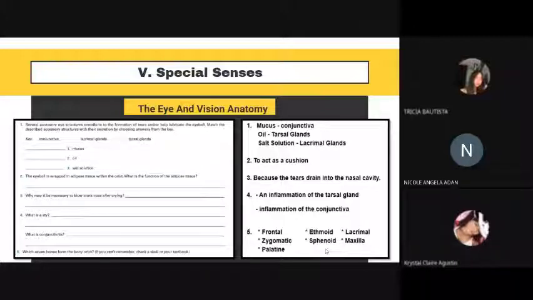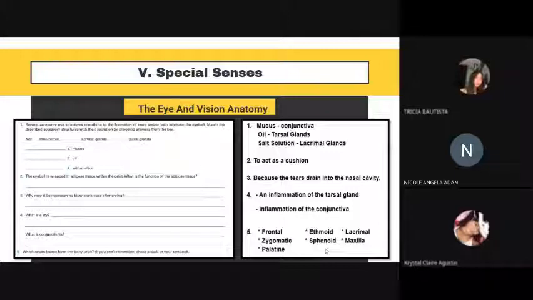Several accessory eye structures contribute to the formation of tears and help lubricate the eyeball. Match the described accessory structures with their secretion by choosing answers from the key. The key is conjunctiva, lacrimal glands, and tarsal glands. Number one, mucus is from the conjunctiva, oil is from the tarsal glands, and salt solution is from the lacrimal glands.